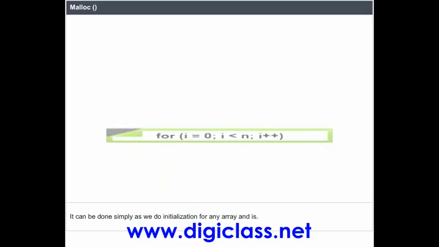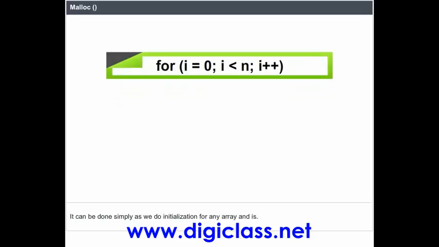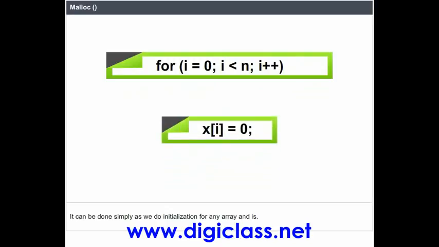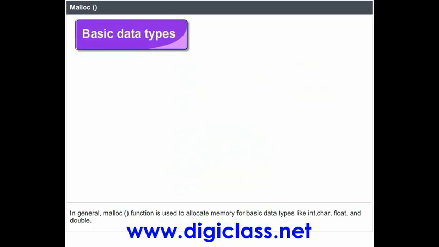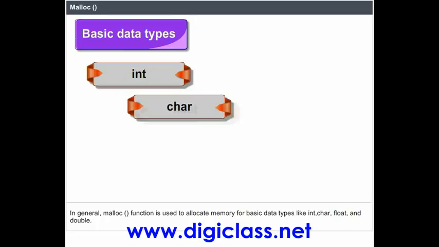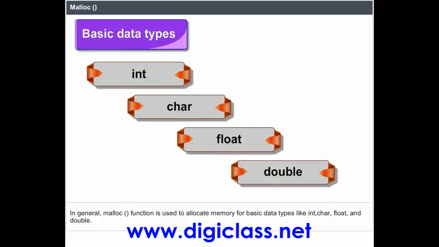For the above example, it can be done simply as we do initialization for any array and is given below. for (i = 0; i < n; i++) x[i] = 0; In general, malloc function is used to allocate memory for basic data types like int, char, float and double.